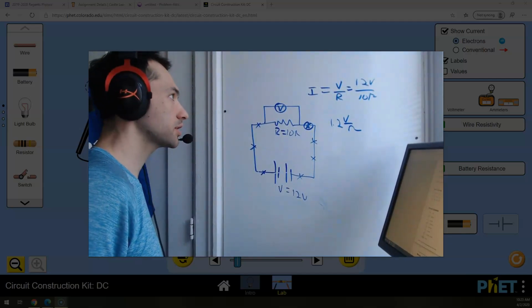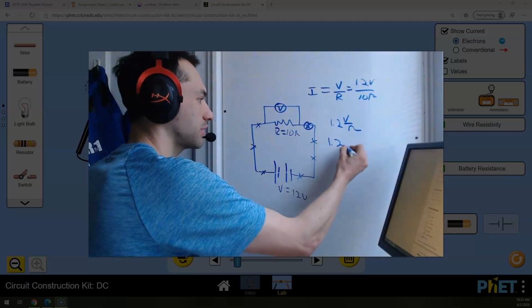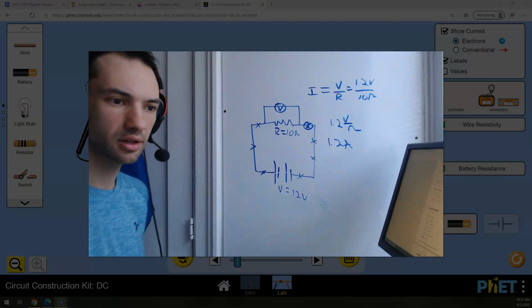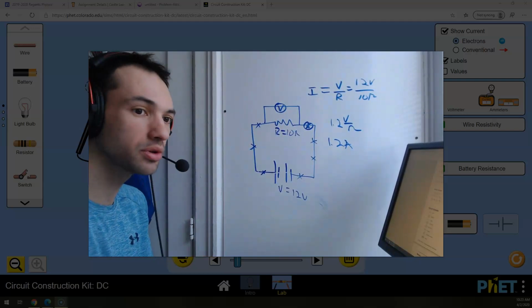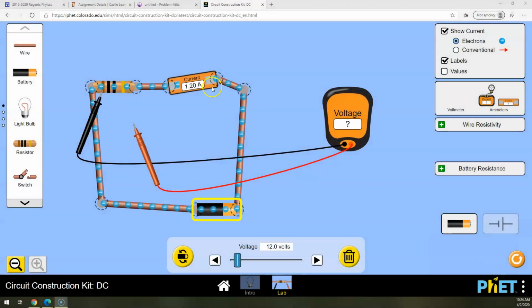You're also allowed to go, oh, you know what? I know that current is measured in amps, so that's the same thing as 1.2 amps. Okay, that's a simple circuit. Let's look at the next type of circuit we might have.